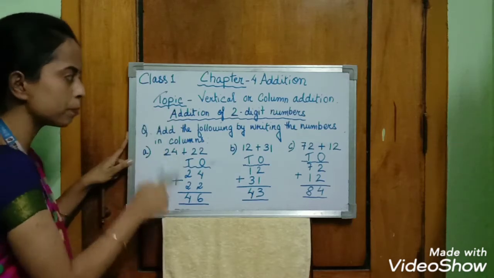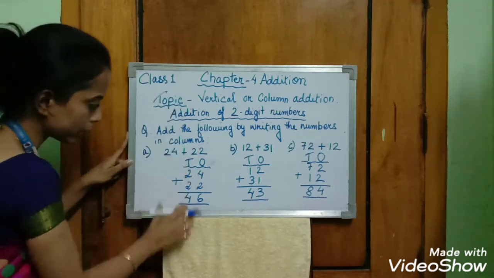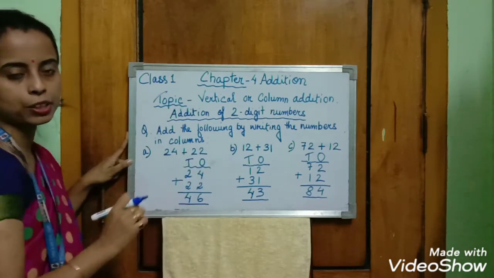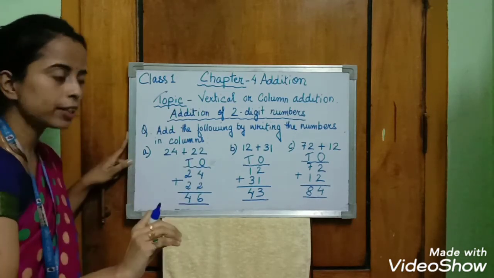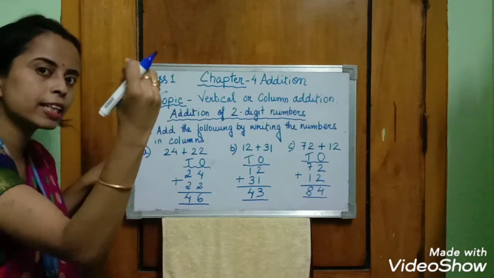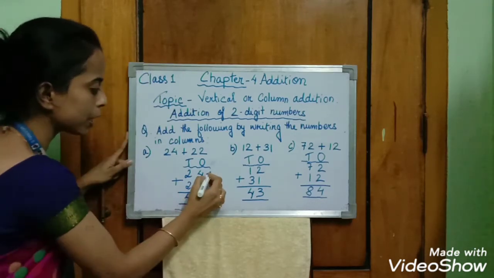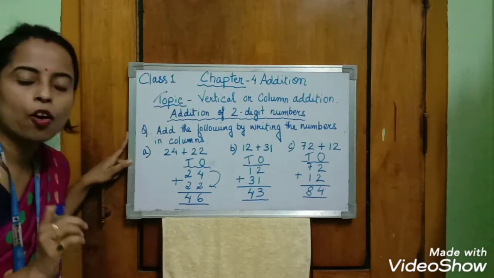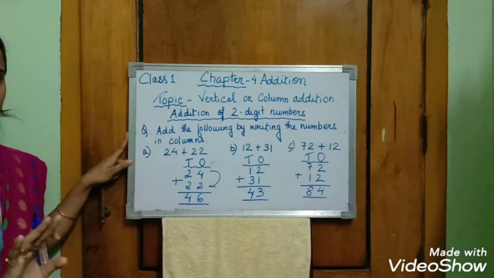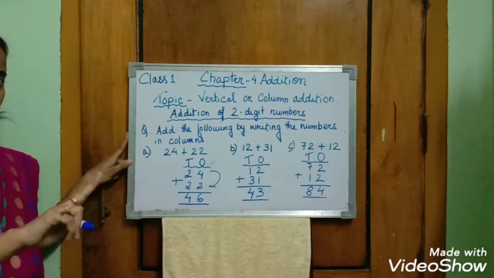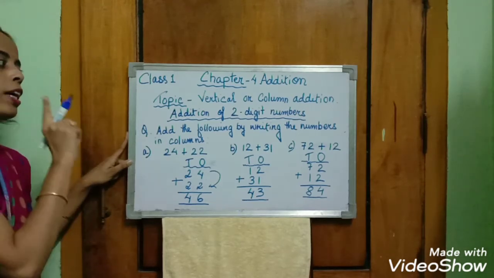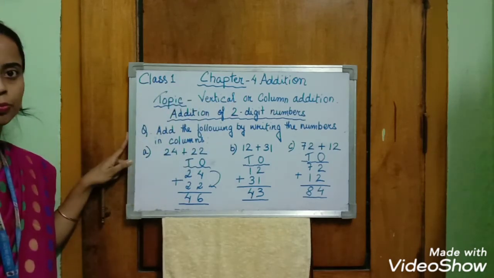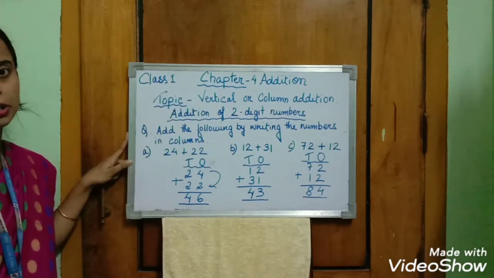So this is how you have to do 2-digit numbers in a column addition. This way we call it column or vertical addition. We can add the numbers by writing them one below the other. That process is called vertical or column addition. I have shown you 2 examples. First I have shown you addition of single-digit numbers. Then I have shown you addition of 2-digit numbers in a vertical or column addition.